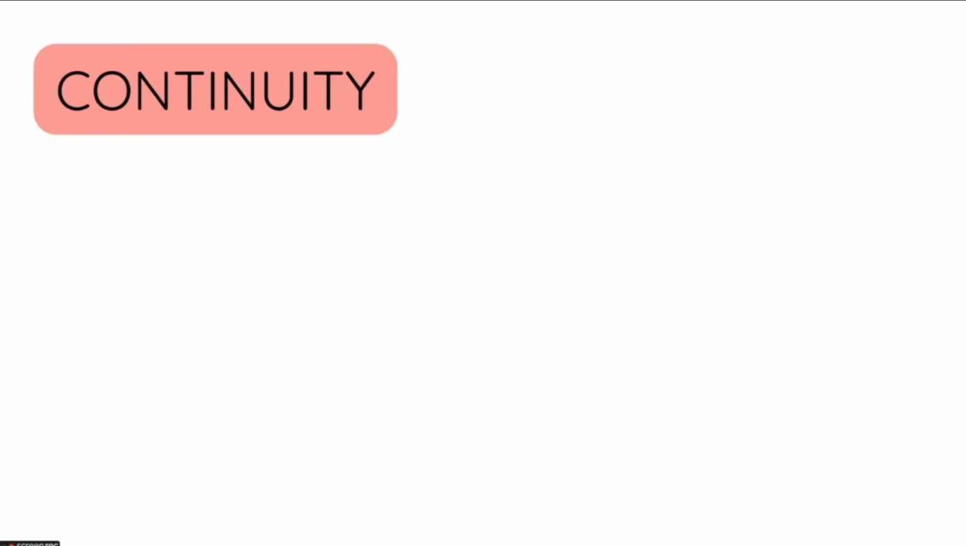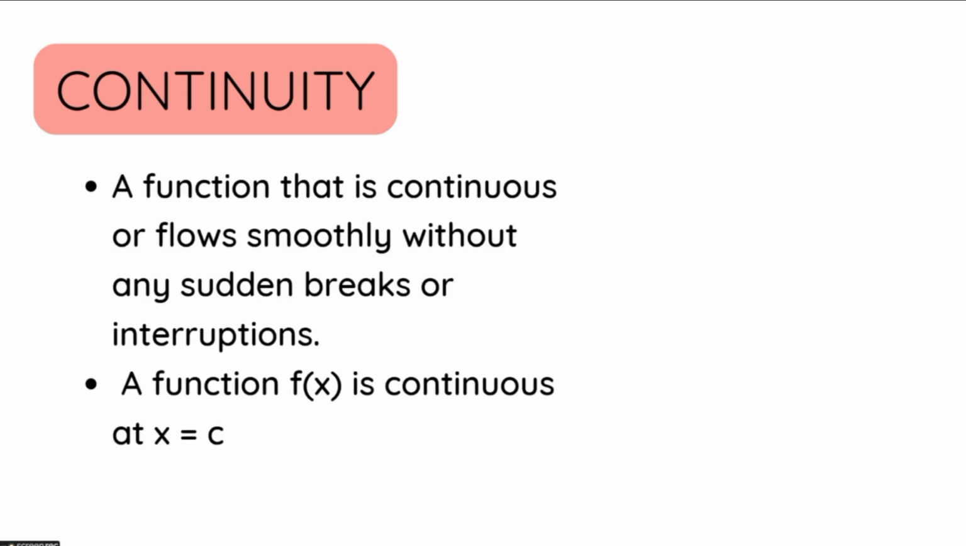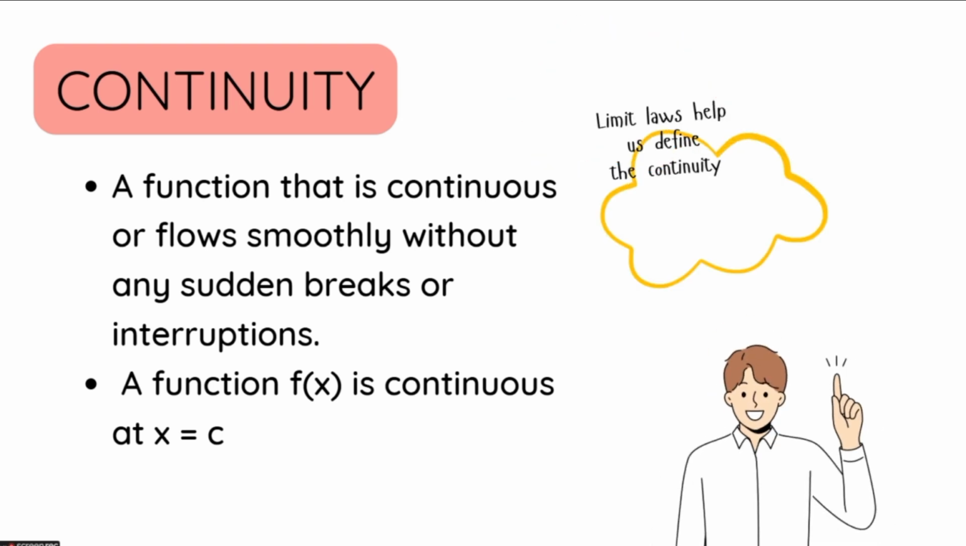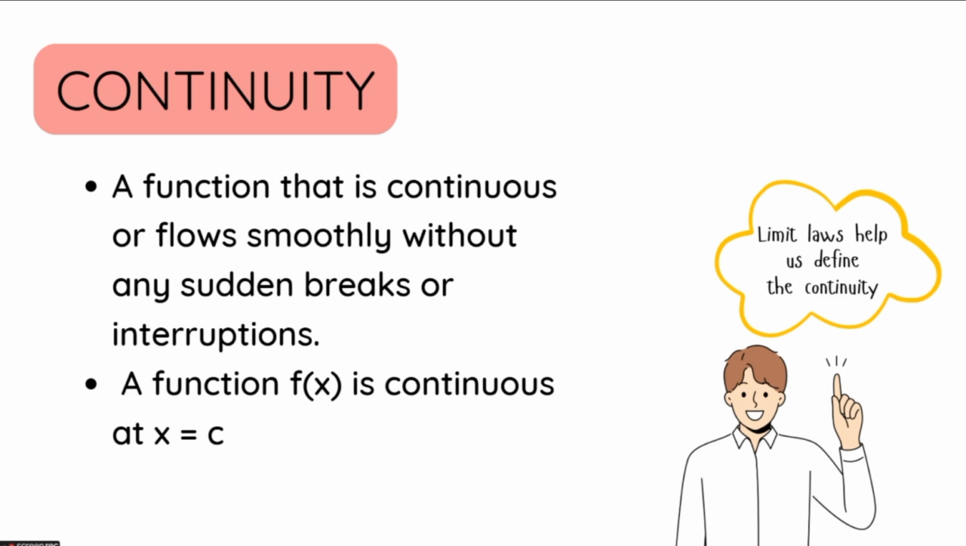Here's the thing. Continuity is like a smooth roller coaster ride where you're just cruising along. No bumps, no sudden drops, just a nice smooth flow. A function is continuous if, when you plot it on a graph, there are no breaks or interruptions. Also, a function f of x is continuous at x equals c. And in case you forgot, the limit laws help define continuity.